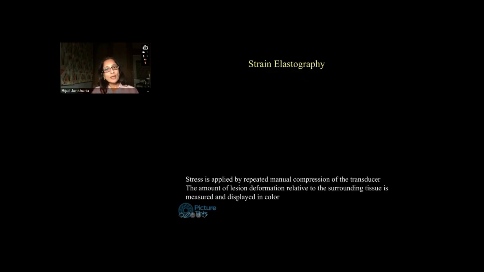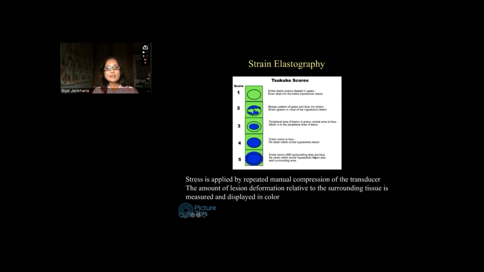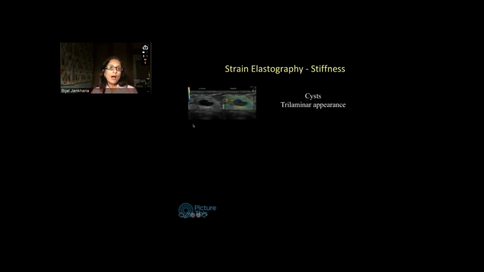And what is strain elastography? That means pressure is applied manually with a transducer, and the lesion deformation relative to the surrounding tissue is measured and displayed in color. We can have these scores, Tsukuba scores, and these kind of go quite a lot towards the BI-RADS. A few examples: the cysts may give rise to this trilaminar appearance, triple color artifact.